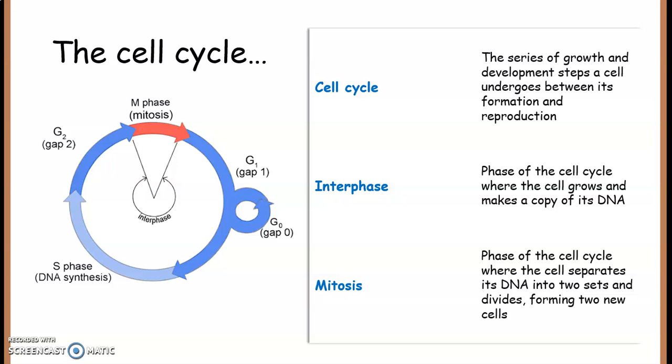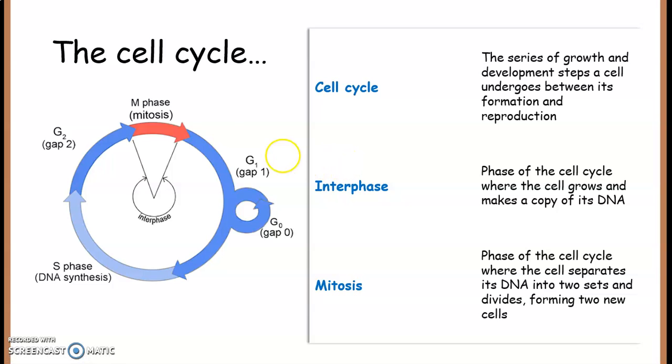It comprises mainly two phases, which are the interphase and the mitotic phase. The interphase is comprised of the gap 1 phase, synthesis phase, and the gap 2 phase. The mitosis phase is the M phase. It also has various other subphases. This will be a very detailed video that we can cover next time.